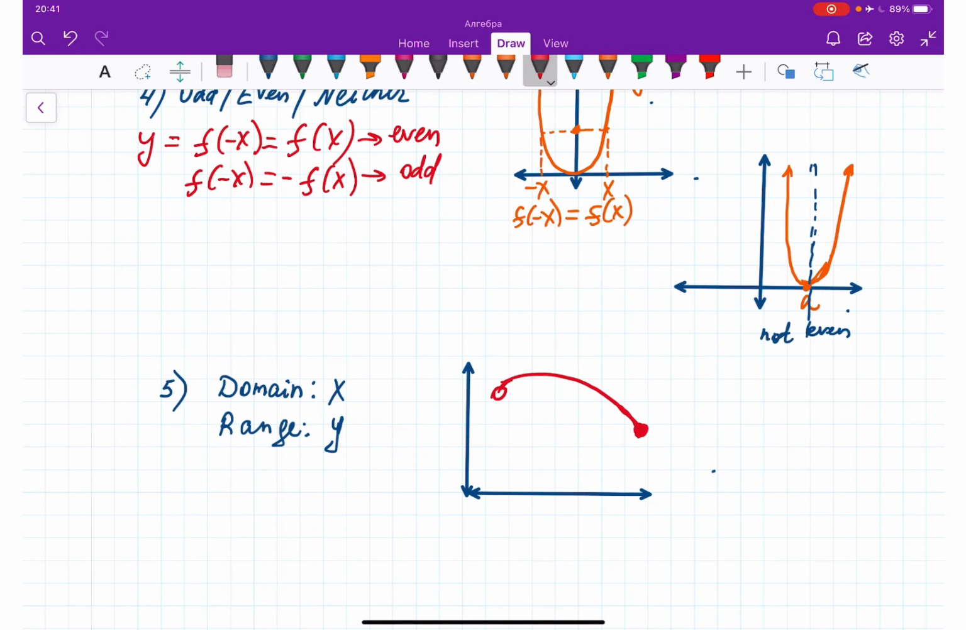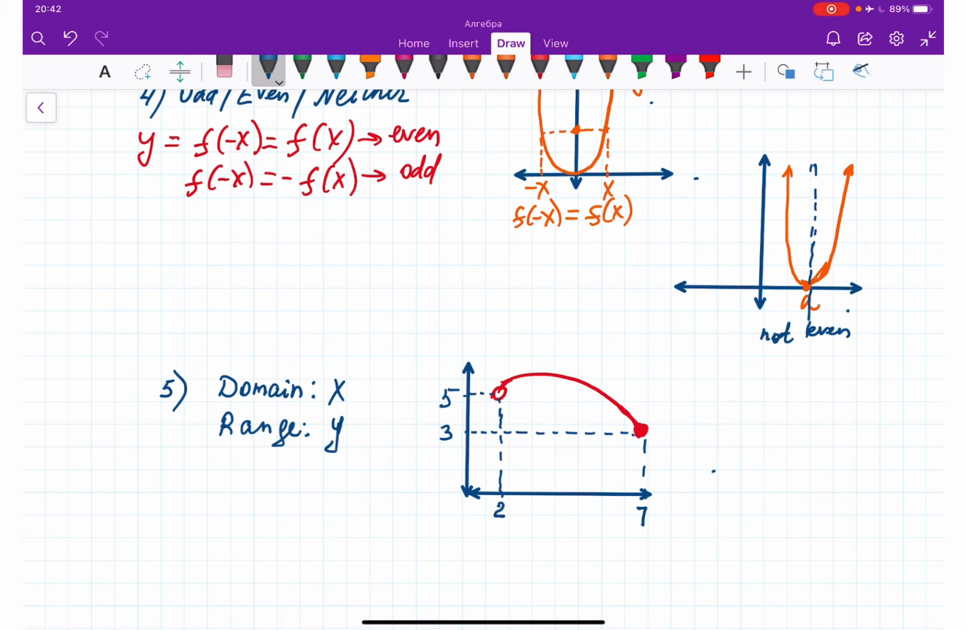So let's assume this is, how much is this? 1, 2, 3, 4, 5, 6, about 7. And this one is going to be about 5. And this is going to be 3. And this one, let's say, is 2.